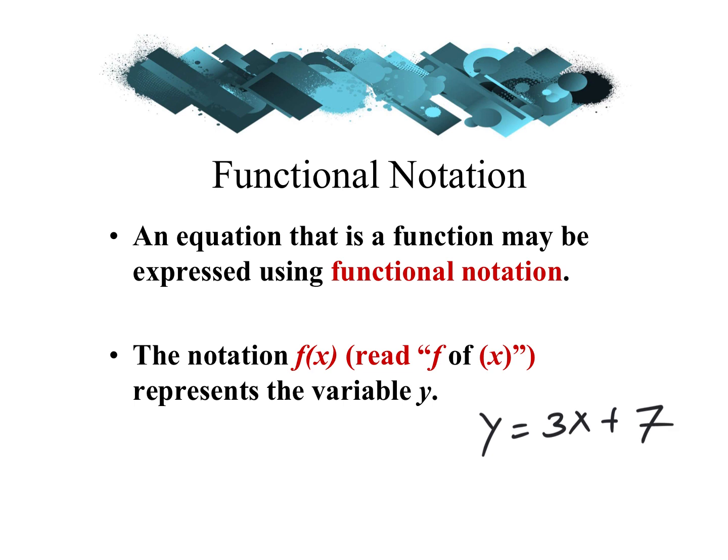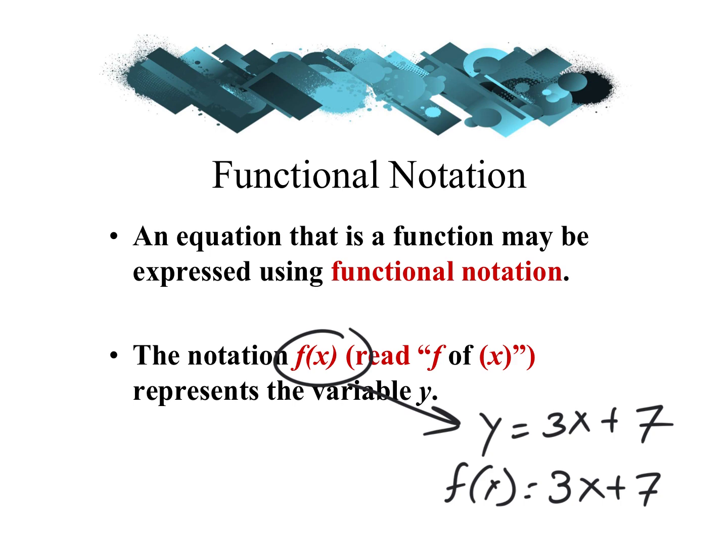Now, all this is doing is this f of x is going to replace the y. So it's just going to be f of x equals 3x plus 7. All this means is this is a function. You can input x and get y values out. You can do that at any point with the original anyway.